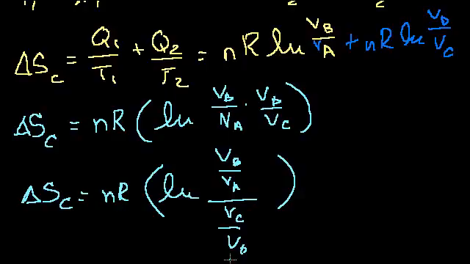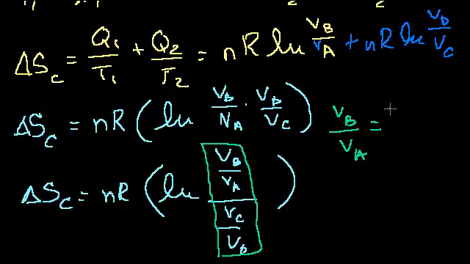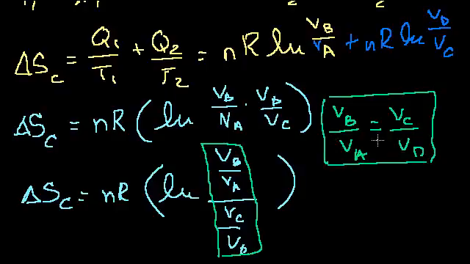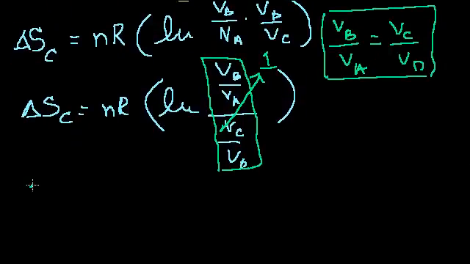Now you see why the previous video I did was done. What is this equal to? In the previous video, I showed you that VB over VA is equal to VC over VD. We did that big, convoluted, hairy proof to prove this. And now that we proved it, we can use this to know that this quantity is equal to this quantity. So if you divide something by itself, they're equal to each other. This is equal to 1. If that's equal to 1, then what's the natural log of 1? So our change in our mystical S state variable is nR times the natural log of 1.